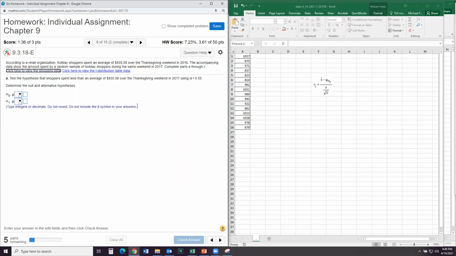So the first thing we're supposed to do is determine our null and alternative hypotheses. Our null hypothesis, or H sub 0, is that the population mean is, well, not always, but in this case, it says we're testing the hypothesis that shoppers spent less than the average. So our null hypothesis is that things are the same as before, which is that it is greater than or equal to the average, 935.58. So our alternative hypothesis would be that it is less than 935.58.